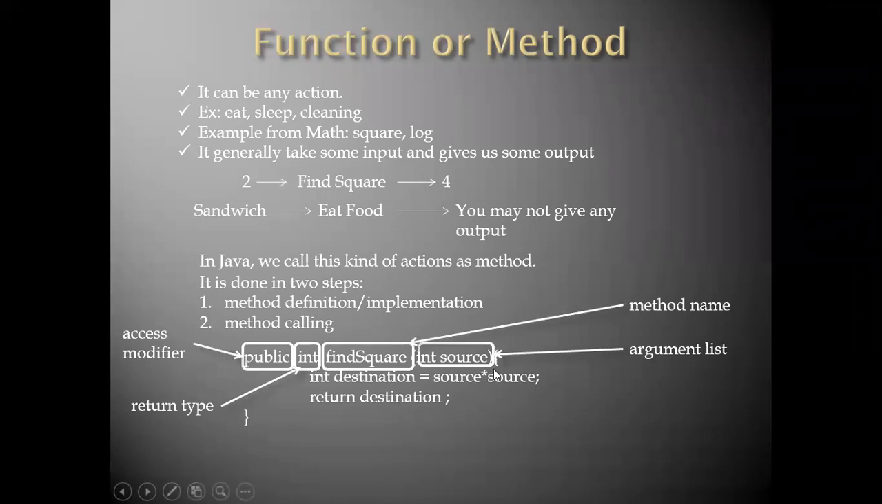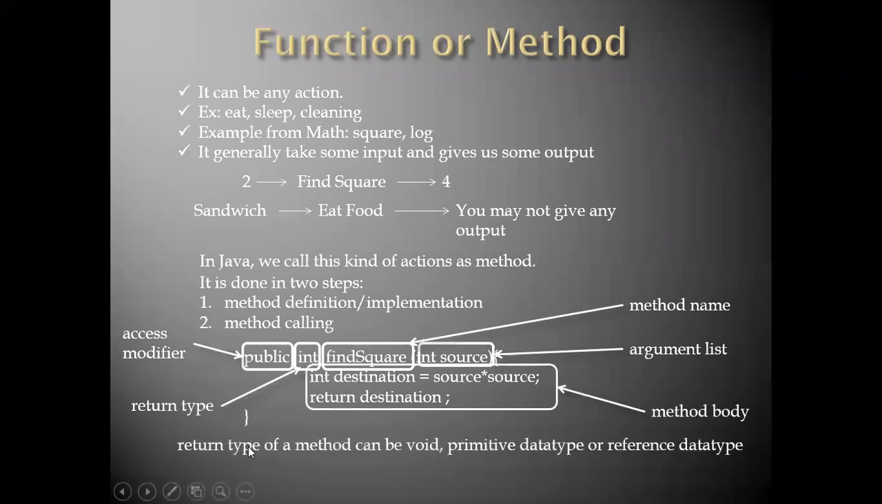Between these curly braces, what we write is called the method body or the implementation. This is the method definition or implementation. The return type of a method can be void, which means it doesn't return anything, a primitive type, or a reference type. Next thing is int result equals find square. That means we're calling the find square method, and while calling it, we pass the value, and it will evaluate and give the result here.